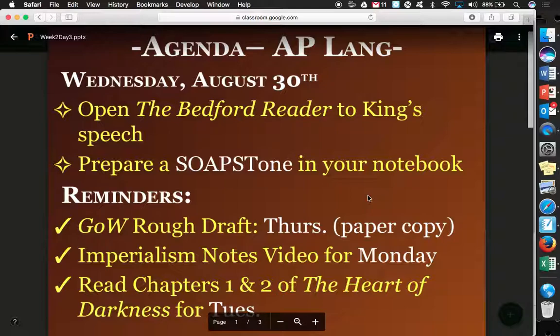Remember Heart of Darkness, chapters 1 and 2, that starts on page 65, runs to page 128. That's what you're reading for Tuesday of next week. So when you come into class, you'll have that read. By Monday night, you do the Imperialism Notes video. Allie did the video. She got them all right. So if she can do it, you can do it.